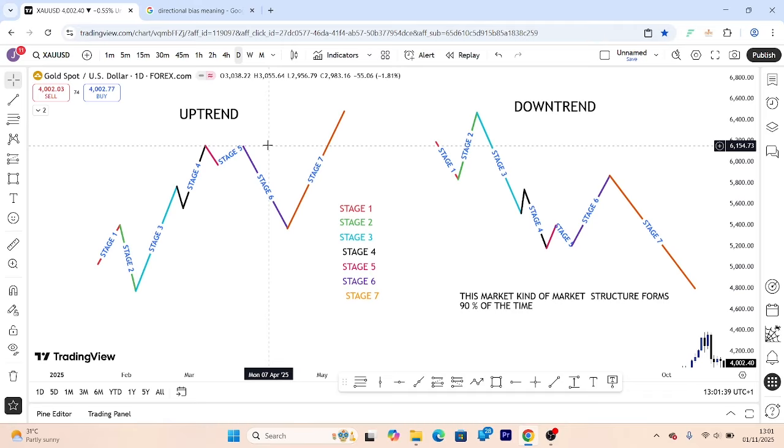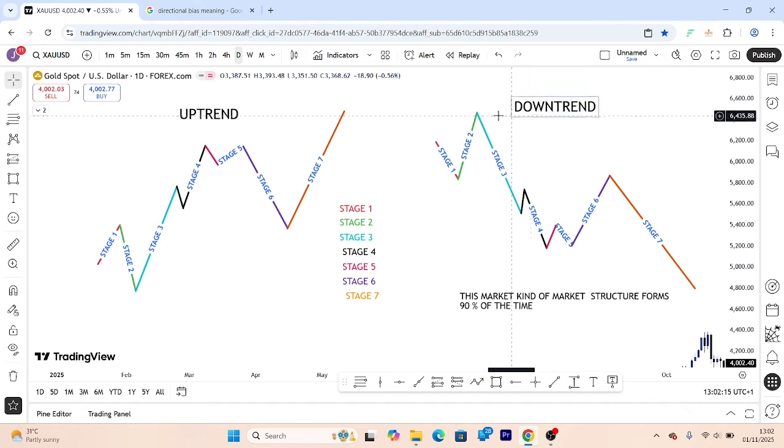And if you look at this, there are different stages. You can see there's stage one, stage two, stage three, stage four, stage five, stage six, then stage seven. At this stage seven, the market is about to move to the upside to create another market structure. When that market structure is about to form, it now begins at stage one. I believe you understand what I mean.